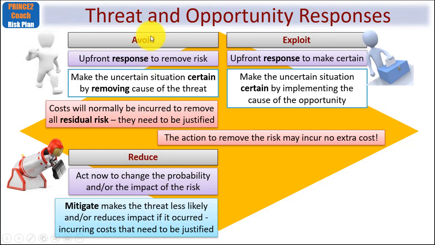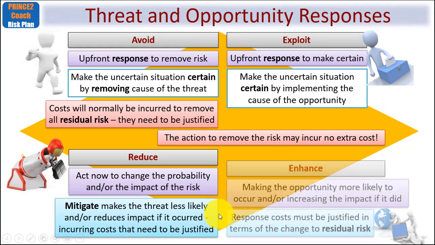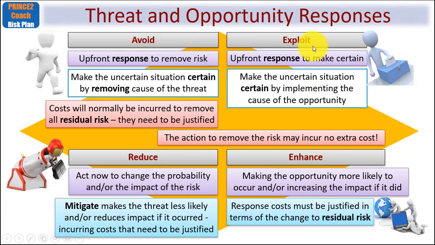Then there's the reduce step. Now this, unlike avoid, which means it's a zero threat or it's 100% opportunity, here you're partially getting rid of it. You're acting now to change the probability and or the impact of the risk. And by change we mean to reduce it. You may hear the term mitigate, which means just that. It's taking actions or responses to make the threat less likely and or reduce the impact if indeed it occurred. And this will incur costs that also need to be justified. The opportunity version of reduce is called enhance. You can see the difference. Exploit means it's 100%.